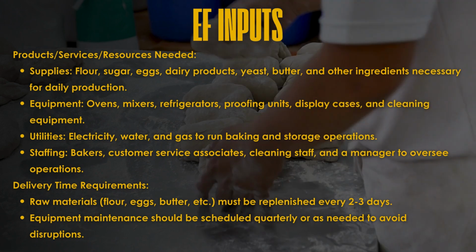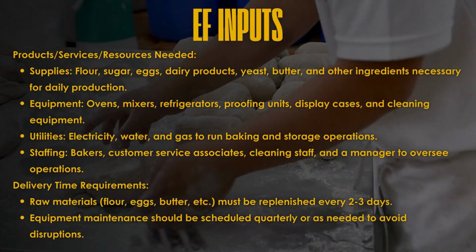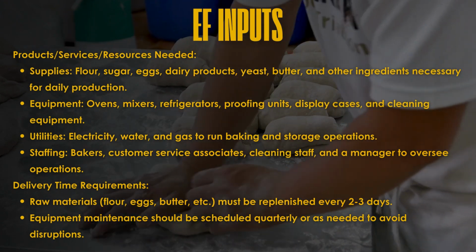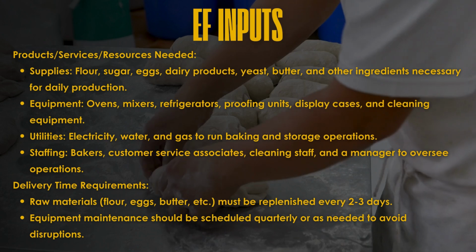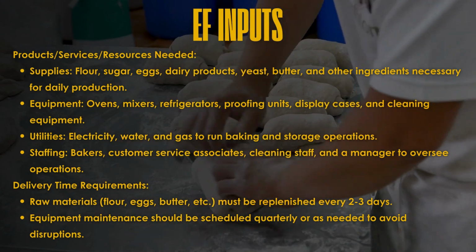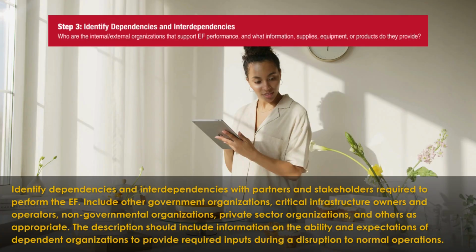They've also identified delivery time requirements. Raw materials like flour, eggs, butter, etc. must be replenished every 2 to 3 days. Equipment and maintenance should be scheduled quarterly or as needed to avoid disruptions. Let's move on to step 3.